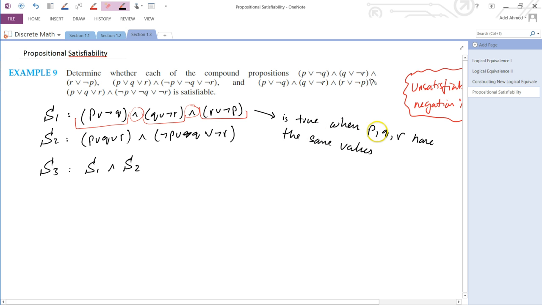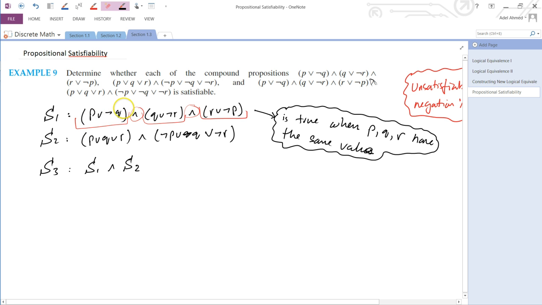The same value. There you go. So now notice, if they have the same values, you've got false. So let's say all values of P, Q, and R are false. In this case, we'll get what? False or not false, which is true.